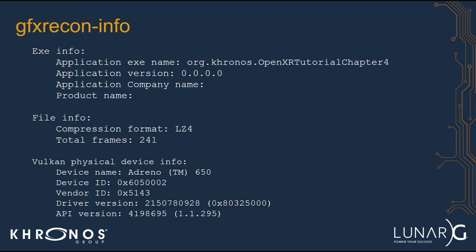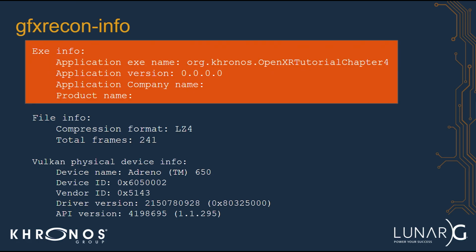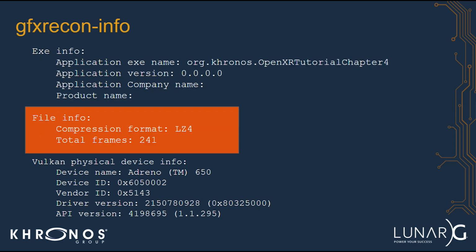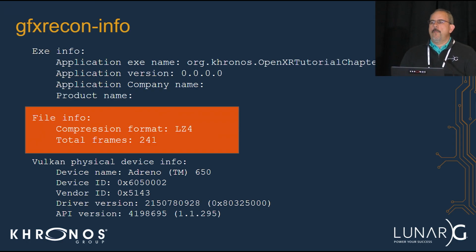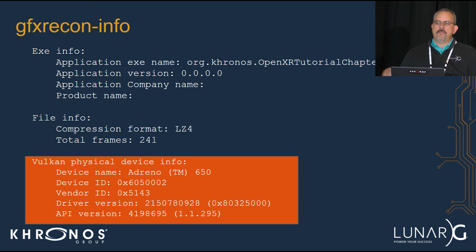So here's an example of I just captured a capture file running an application. What if I run info on it? Well, this is an example where this is OpenXR tutorial chapter 4. It says it right there. It says, oh, by the way, I did use LZ4 compression, and you got 240 frames in this capture file. It was captured on an Adreno.